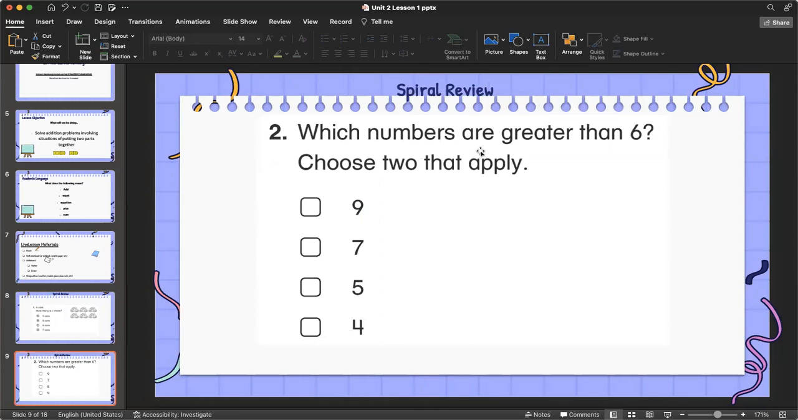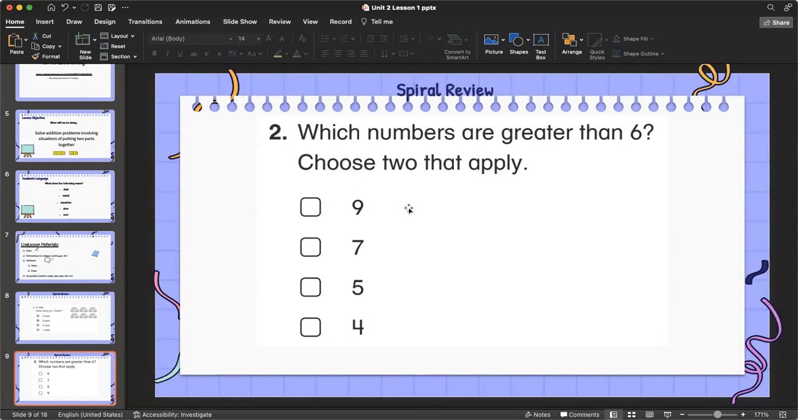Which numbers are greater than 6? Choose 2 that apply. Okay, I want you to stop. Think about what they're asking. Which numbers are greater than 6? Stop, think.